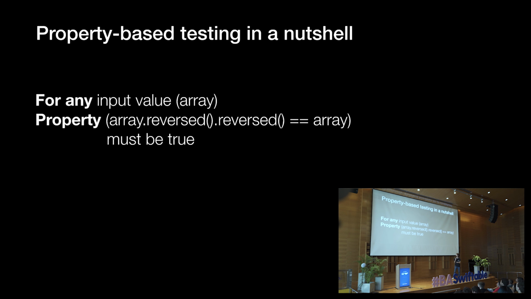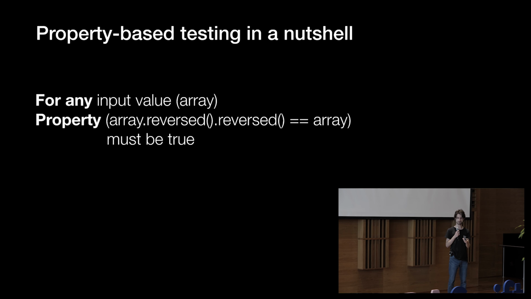So let's try and apply it to our example. It looks like this. We say for any input value, which is an array, we don't have a precondition because it works for every array. If I call reverse twice on my array, I must get the same array. So array.reverse.reverse equal array must always be true.